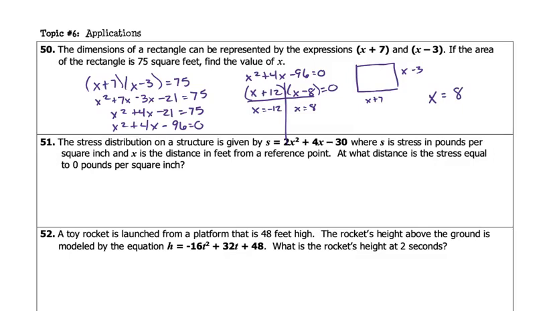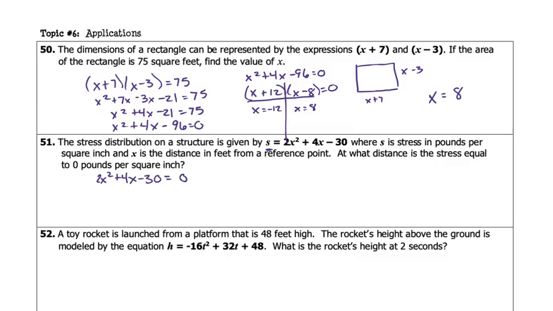Now number 51. The stress distribution on a structure is given by S equals 2x squared plus 4x minus 30, where S is the stress in pounds per square inch and x is the distance in feet from a reference point. At what distance is the stress equal to 0 pounds per square inch? Okay, so we want 0 pounds per square inch. So really, we just want to set this equal to 0 and do what we already know how to do. We're going to end up factoring. So let's do that. 2x squared plus 4x minus 30. They want the stress, S, to equal 0.